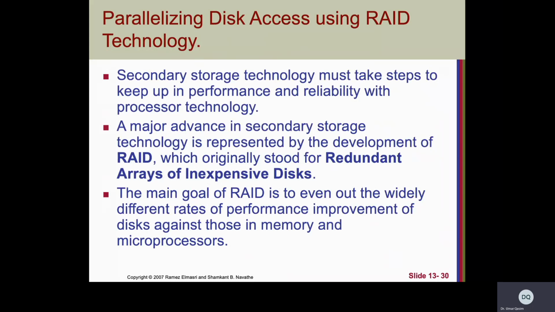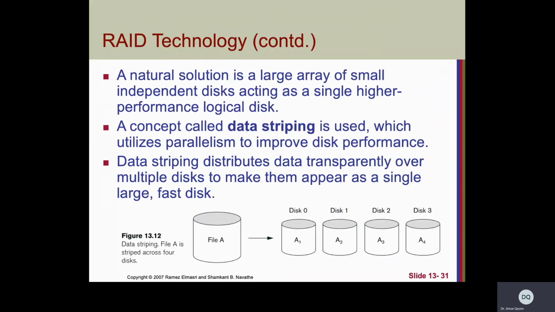Basically, the goal of RAID is to even out the widely different rates of performance improvement of disk against those in memory and microprocessors. If you have a file, the file data gets stored on disks 0, 1, 2, 3, and RAID technology takes care of it. Those are small independent disks acting as a single high performance logical disk. So those 4 disks perform just like one disk.